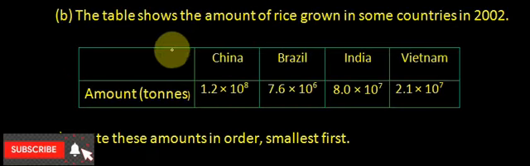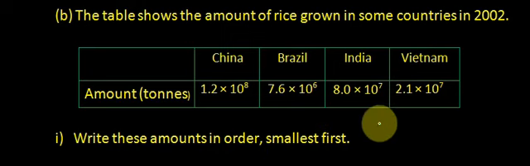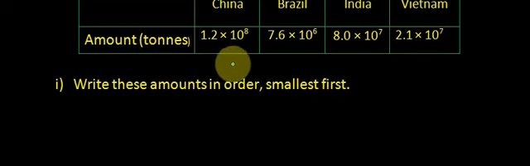Part B. The table shows the amount of rice grown in some countries in 2002. Some countries are given: China, Brazil, India and Vietnam, and the respective amount of rice grown in tons. We have to write this amount in order, smallest first. So we have to arrange these values in ascending order. So let's try. First we convert all the numbers to one unit.